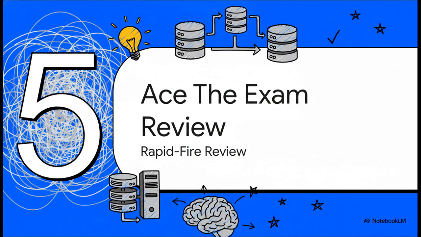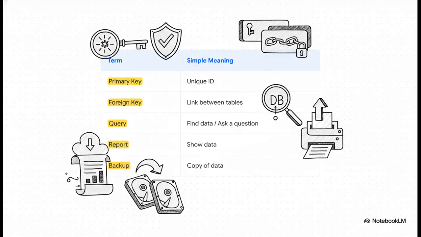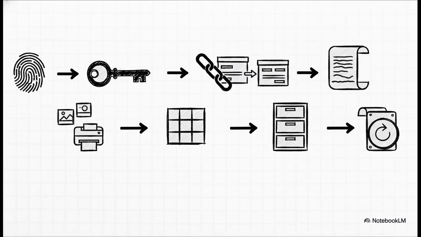Okay, you've heard the horror stories, you've got the tech details. Now let's do a final rapid-fire review to really lock all this information in your head for test day. Let's strip this all the way down. Super simple. Primary key, that's your unique ID. Foreign key, that's the link between tables. A query, that's just you asking the database a question. A report, that's the database showing you the answer. And a backup, that's your safety copy. Simple as that.